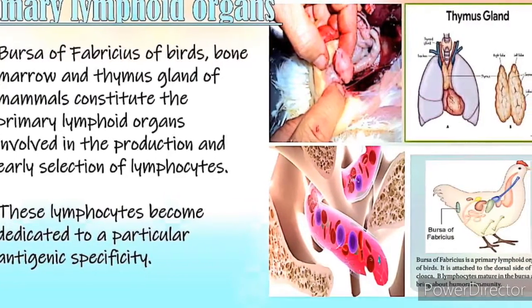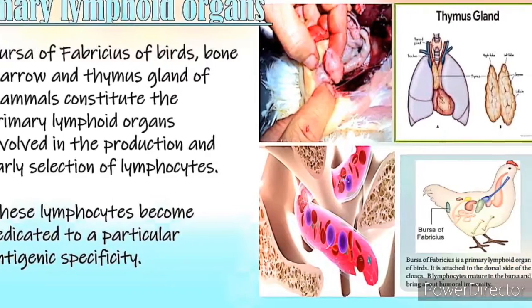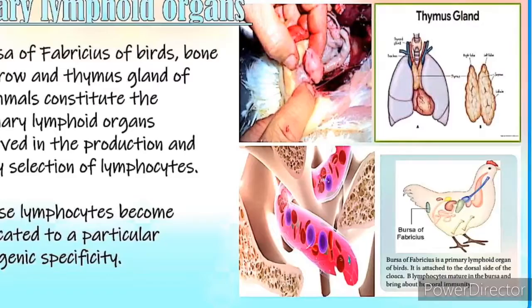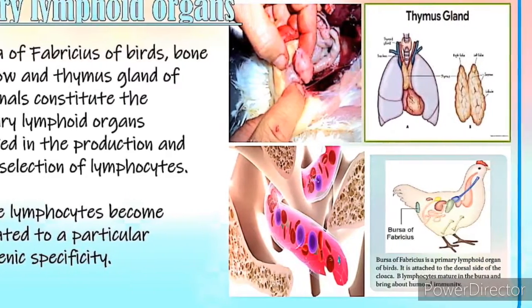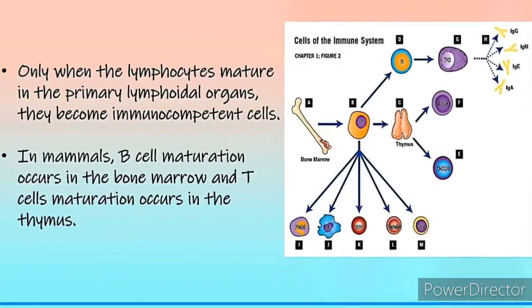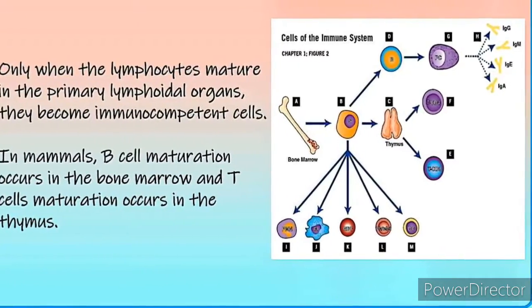because here there is production and early selection of lymphocytes and maturation takes place. So the lymphocytes become dedicated to a particular antigenic specificity and also immunocompetent. That's why they come under primary lymphoid organs.